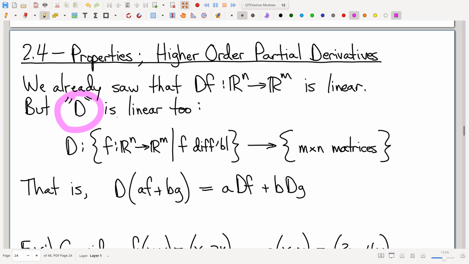I claim that differentiation is linear, by which I mean this process, the process by which I take a function and I compute its derivative matrix. Right? That's what differentiation does. You give me a vector valued multivariable function. I produce the derivative matrix. That is what it means to take a derivative at this point. Right? And I claim that process is linear.